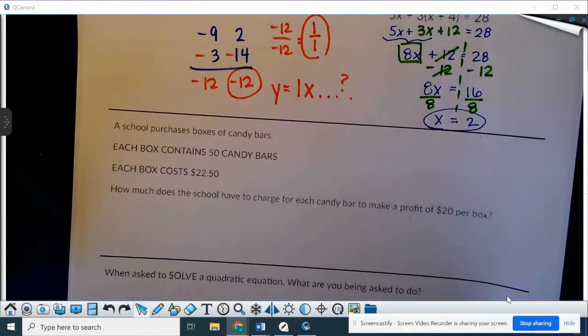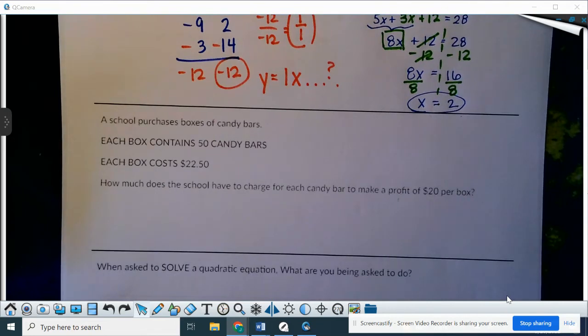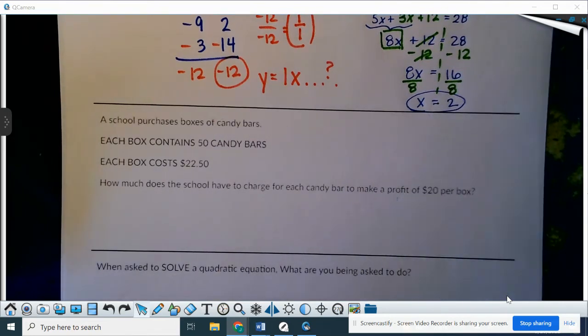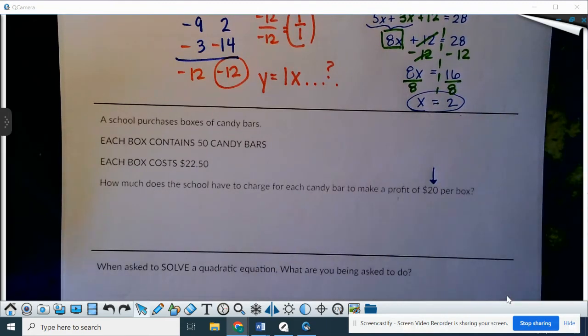A school purchases a box of candy bars. Each box contains 50 candy bars. Each box costs $22.50. How much does the school have to charge for each candy bar to make a profit of $20 per box? So you can do this a couple of different ways.